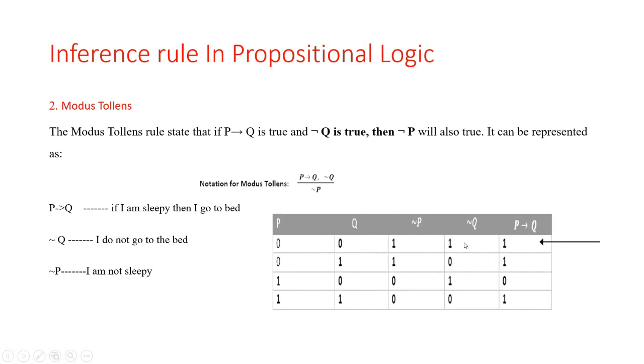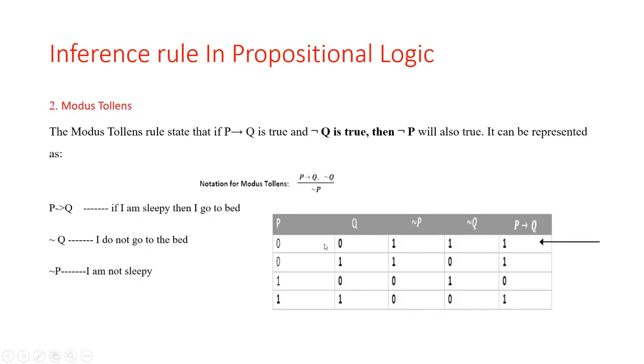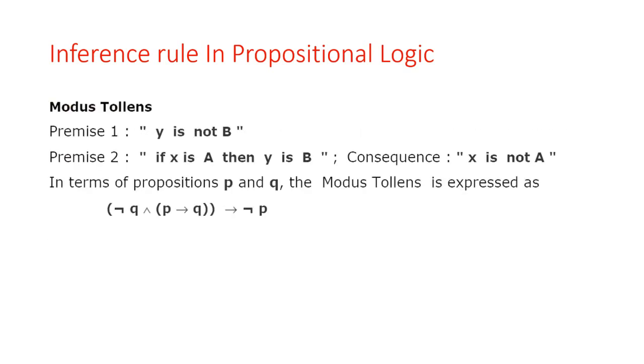So here we are not considering P and Q. Okay, we are considering over here the negation of P and negation of Q. So in that, negation P and negation Q are both 1 1. Okay, so in the first line both are 1 1. So then only P and P implies Q is also 1. Okay, so this first line is the modus tollens representation in the truth table. But in the modus ponens, this was our conclusion in the truth table, and in the modus tollens this is our conclusion.